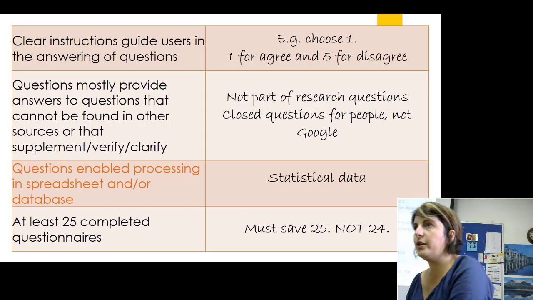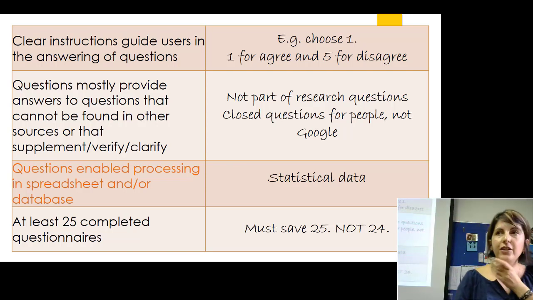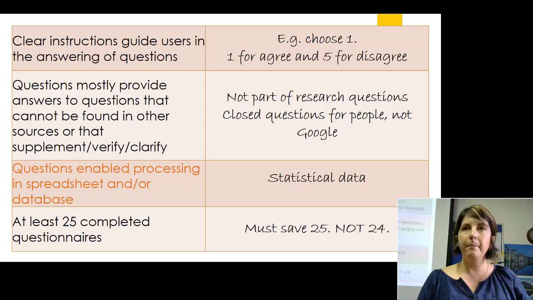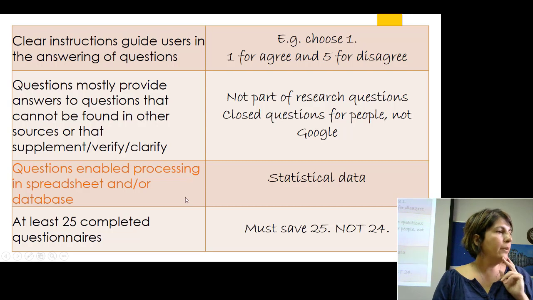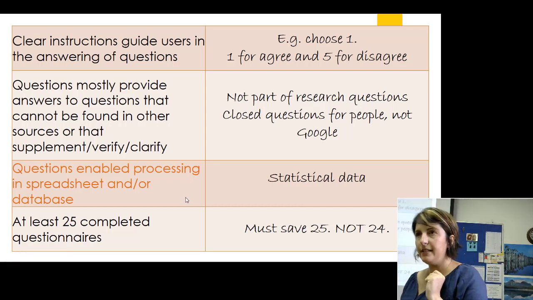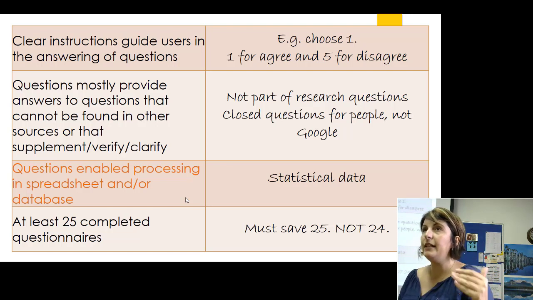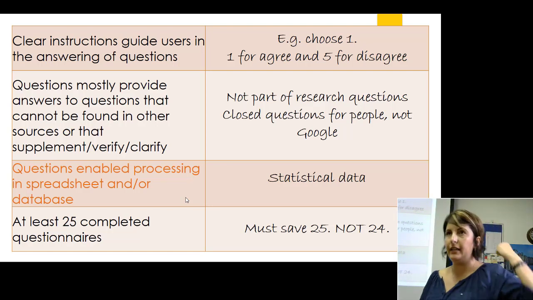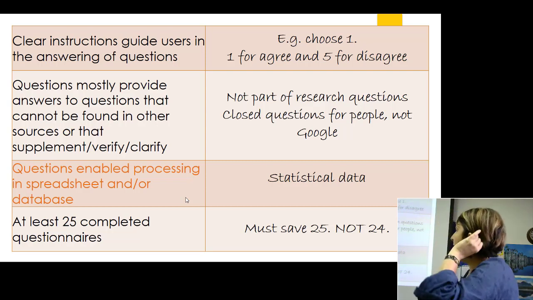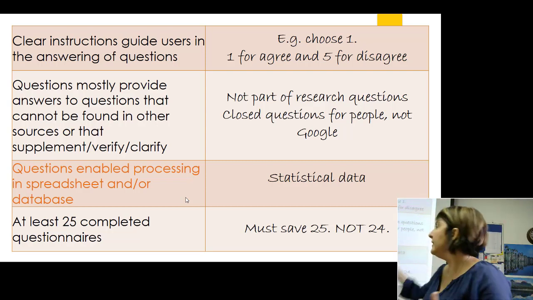These are the types of questions that we ask. Change in marking guideline: the questions enable processing in spreadsheets and/or databases. So it would enable, or it enabled it already because we've done the questionnaire already. So basically it must be statistical.